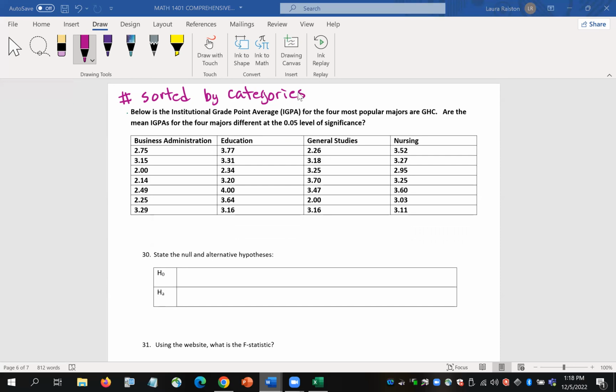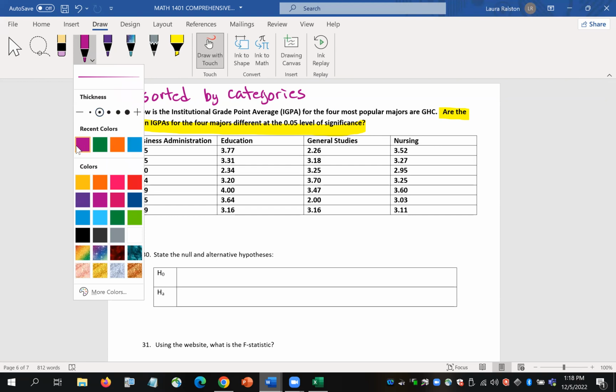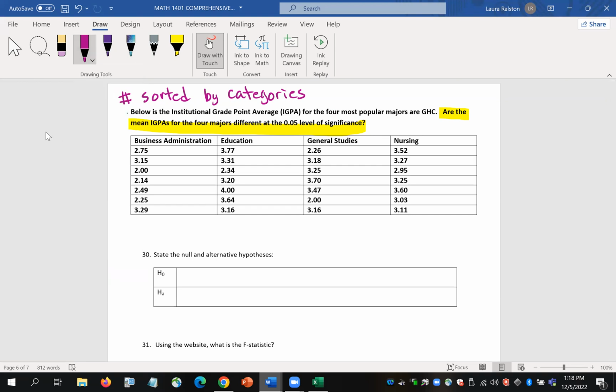All right, ANOVA says the question tells you that you have the institutional grade point average for the 4 most popular majors. It should say at GHC. Are the mean IGPAs for the 4 majors different at the 0.05 level of significance? Okay, so one of the things I notice in that statement, it uses the word different.